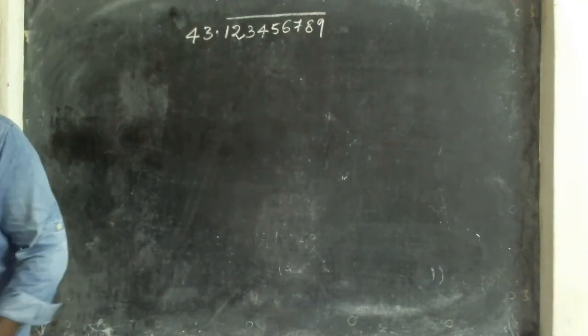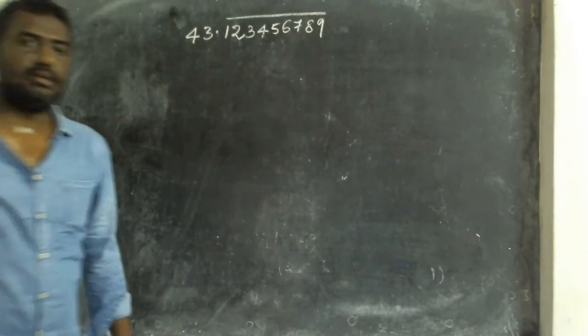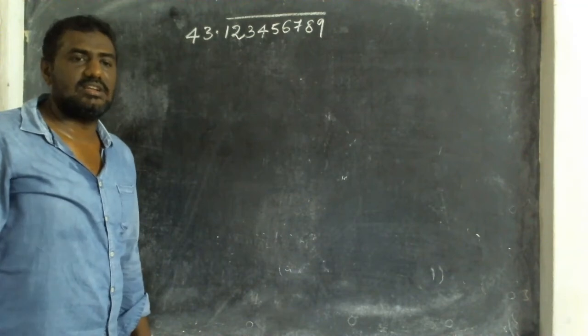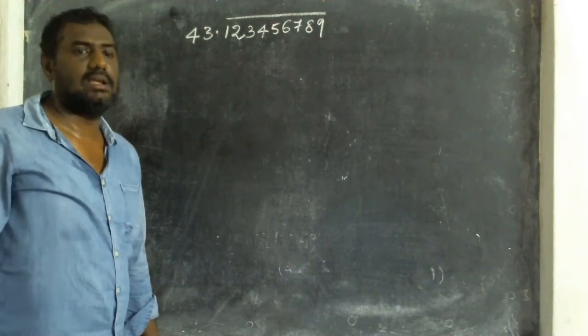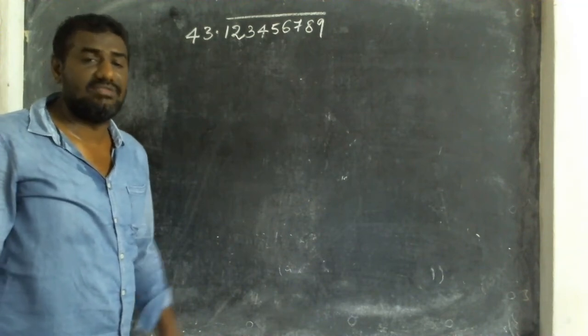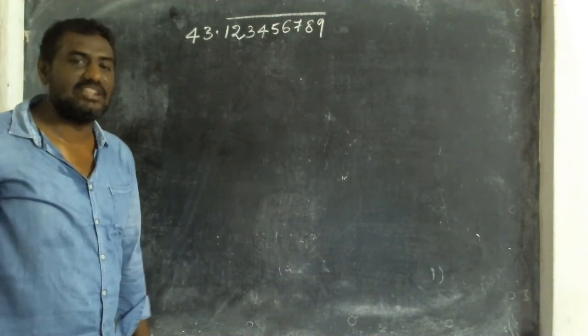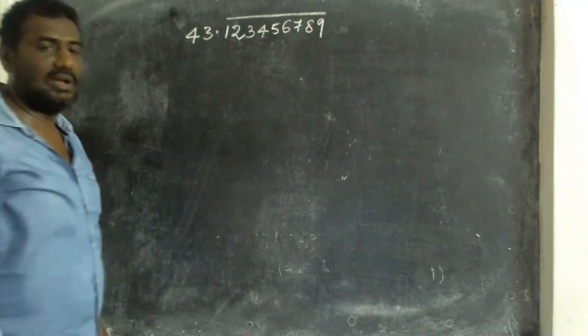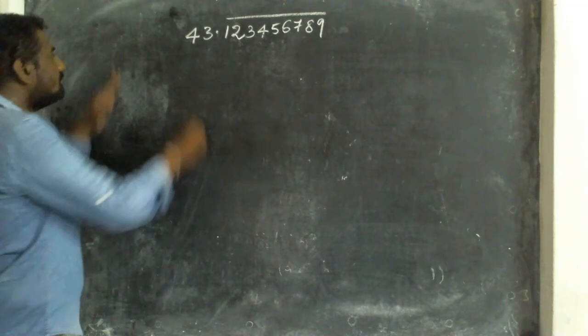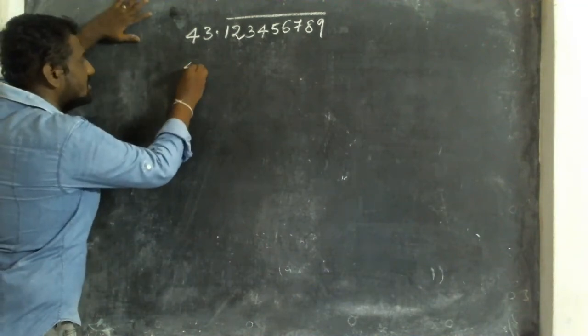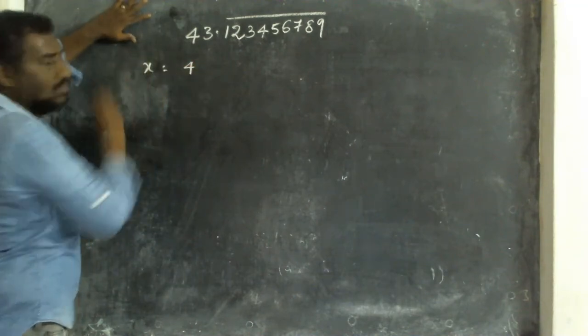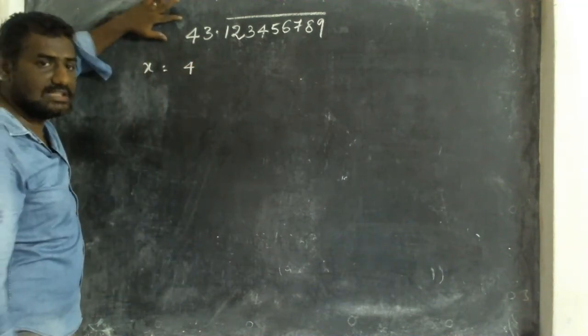Here the bar is there, children. When the bar is there, it is non-terminating but repeating. We can convert this one into p by q. In 9th standard, you have studied all these things. I'll tell you, look here. We write x equal to, first we consider the given number as x.